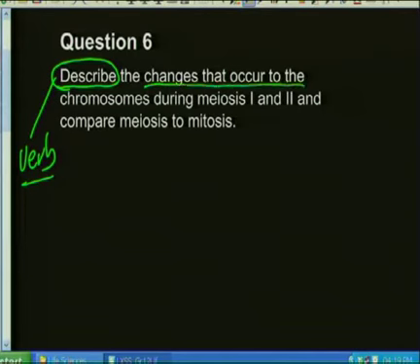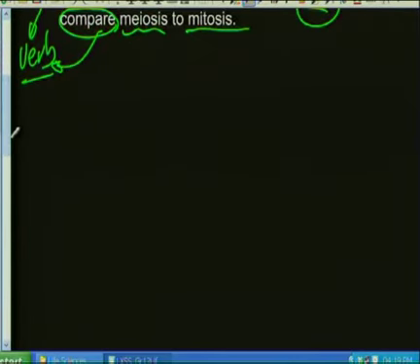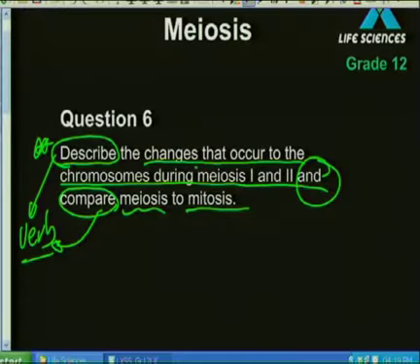What must you describe? You must describe the changes that occur to the chromosomes during meiosis 1 and 2, and another verb. Compare meiosis to mitosis. 2 things that you have to do here. One is you've got to describe the changes that occur in the chromosomes during meiosis 1 and 2. Notice they're not asking for the phases and so on. They say, tell us what's happening to the chromosomes. So which part was the first part of the question? This one here. Describe that one. So that becomes number 1, and that becomes number 2.